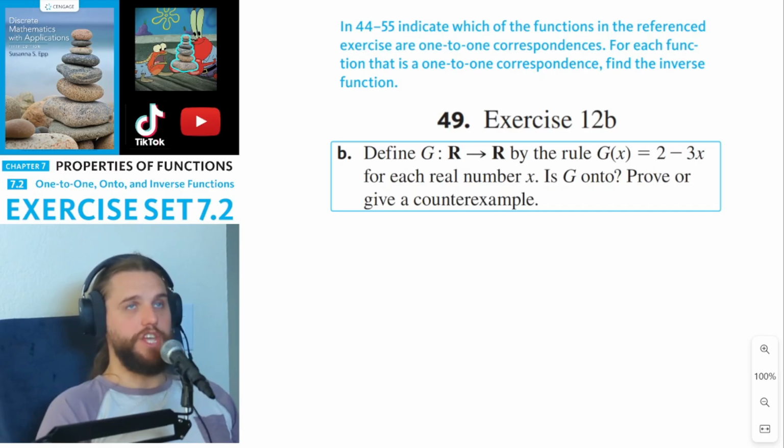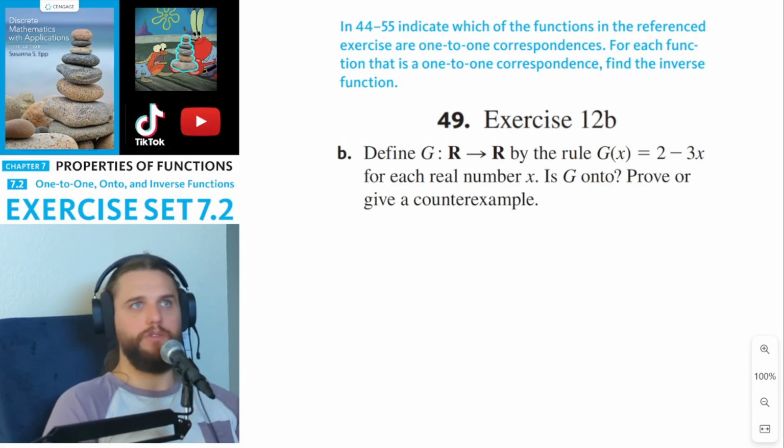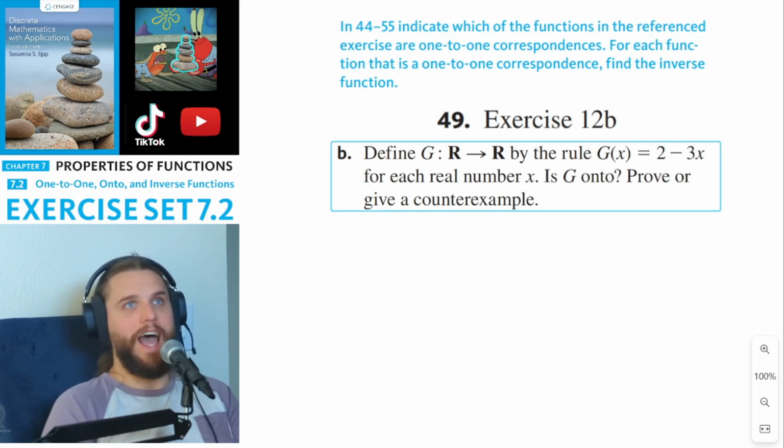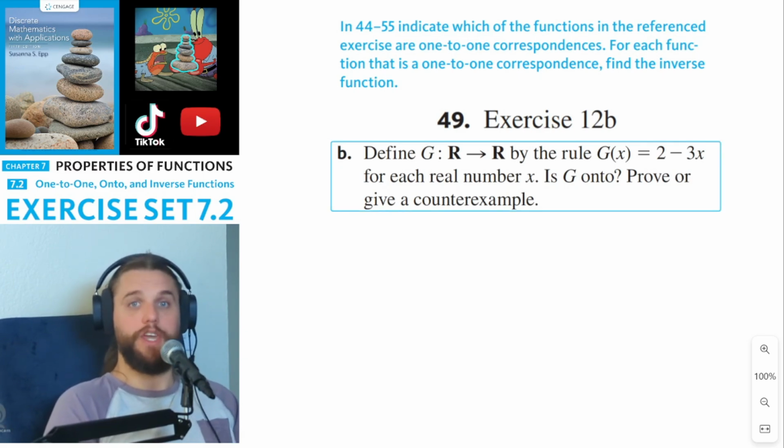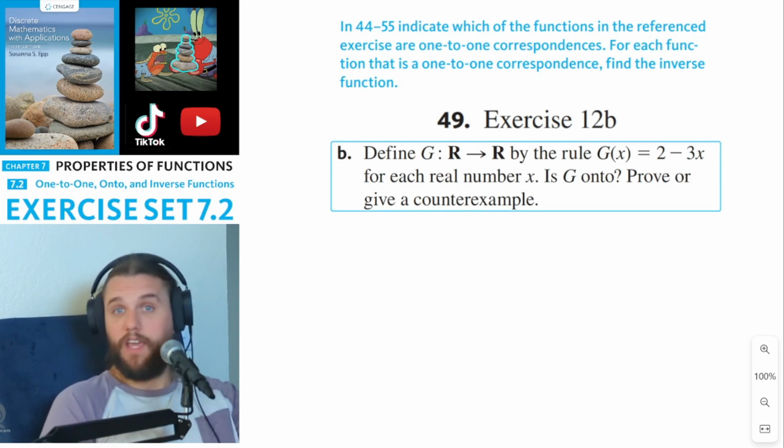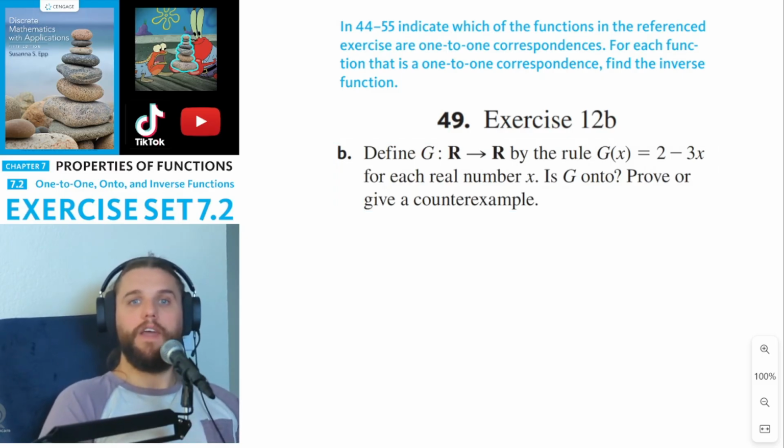Define capital G from R to R by the rule g of x equals 2 minus 3x for each real number x. Is G onto, prove, or give a counterexample. Now, we don't have to worry about the onto or counterexample or anything. That's not the purpose of number 49. The purpose of 49 is to ask ourselves, is capital G one-to-one? And if it is, can we find an inverse function?